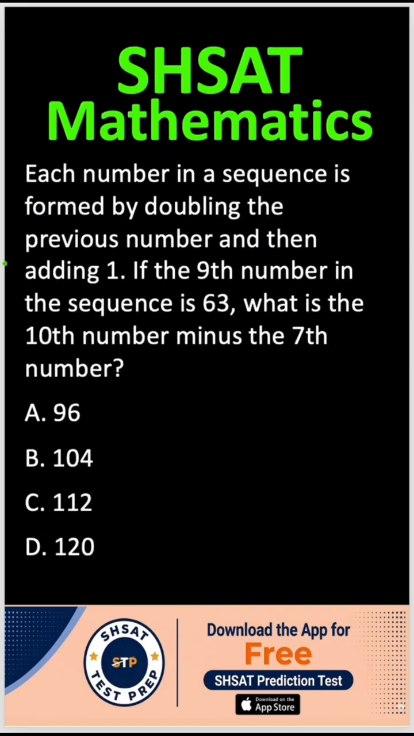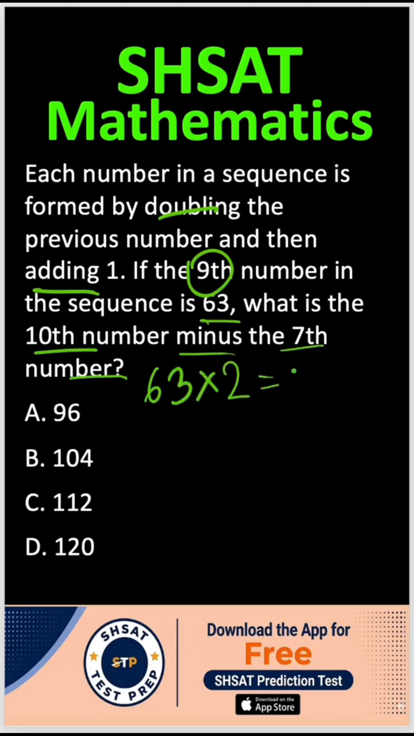Next question is, each number in a sequence is formed by doubling the previous number and then adding 1. If the ninth number in the sequence is 63, what is the 10th number minus the 7th number? So we are already given the 9th number. We need to find the 10th number first. So the 10th number will be 63 multiplied by 2 equals 126, as 2 times 3 gives us 6 and 2 times 6 gives us 12, plus 1, which equals 127. Now this is the 10th number.